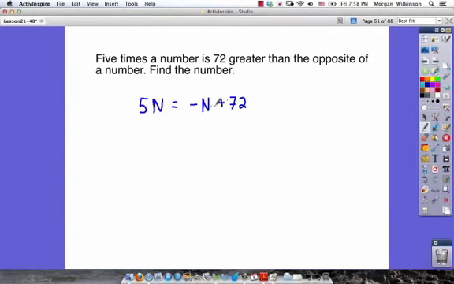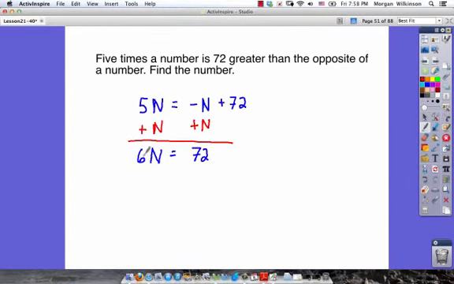Now from here we can figure out what our answer is. We need to find out what n is equal to in order to make this equation true. So I'm going to add n to both sides, because I want to move the n's over to the left. So we add n to both sides, and we're going to get 5n plus n, well that must be 6n, is equal to negative n plus n is 0, plus 72. So 6n is equal to 72. Now we have to figure out what number we need to multiply 6 by in order to get to 72. When we figure that out, that will tell us what n is.